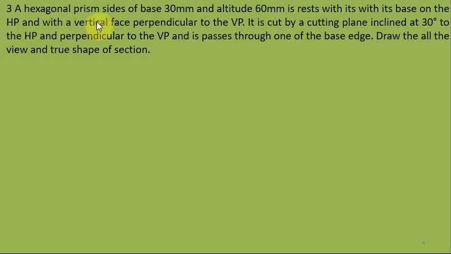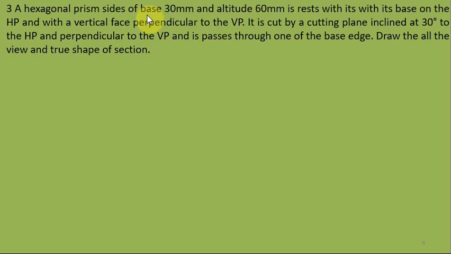A hexagonal prism, side of base 30 mm, altitude 60 mm, is resting with its base on the HP and with a vertical face perpendicular to VP. It is cut by a cutting plane inclined 30 degrees to HP and perpendicular to VP, and it passes through one of the base edges. Draw all the views and the section true shape.